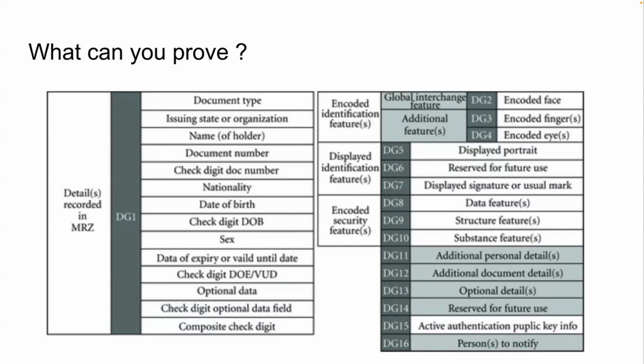Especially the country, obviously, the nationality, the date of birth, because you can, for instance, prove that you are above 18, your sex, and that's mostly it. Maybe your name could actually also be interesting.